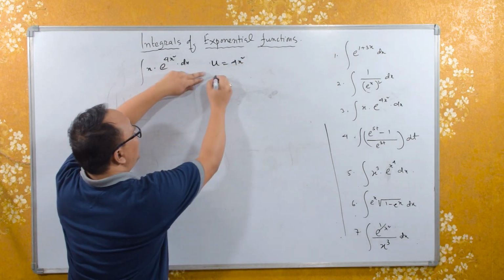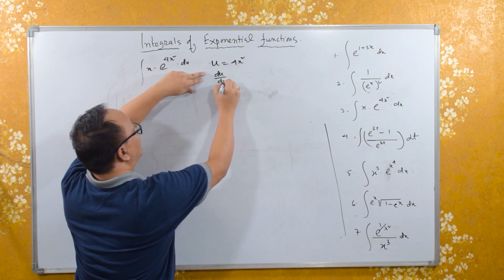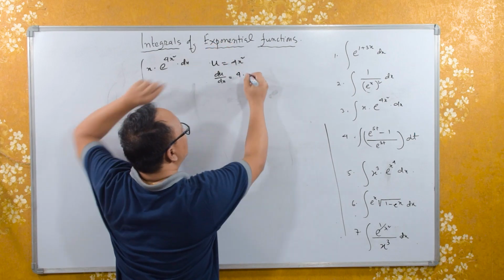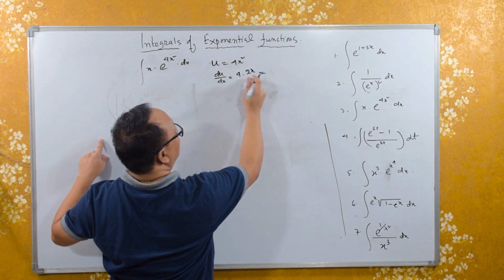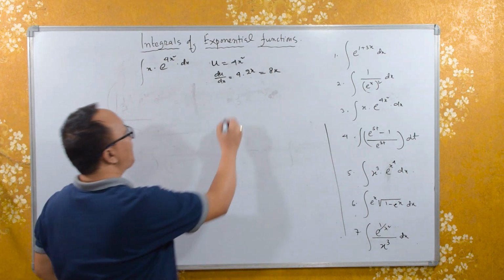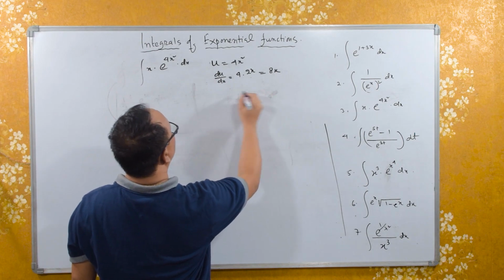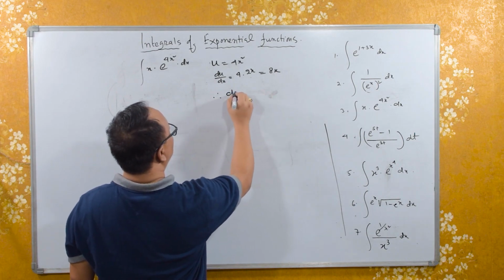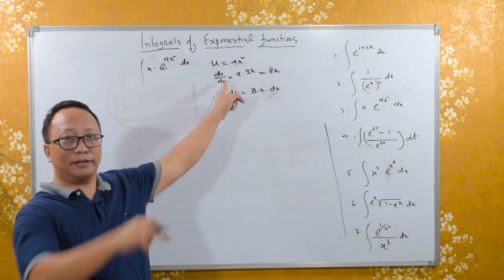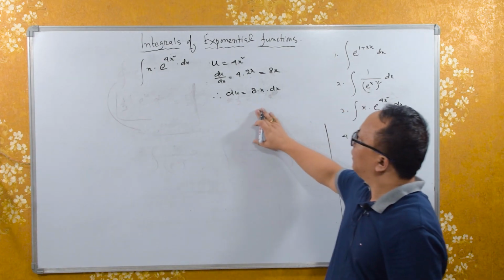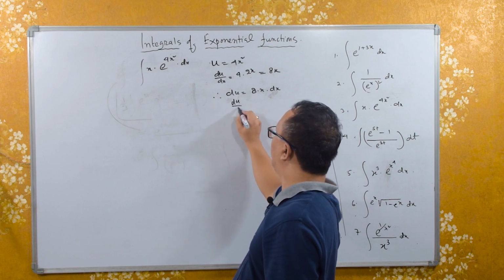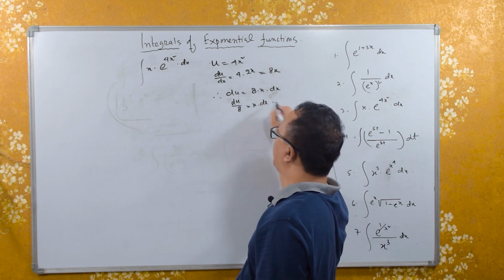then du upon dx will be what? This 4 is a constant, and the differentiation of x square is twice x. Therefore 4 into 2 is 8x. Therefore du equals 8x dx. I am sending this to that side. Now I need only x into dx, so du upon 8 equals x into dx.